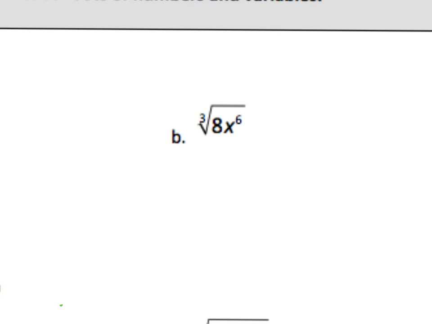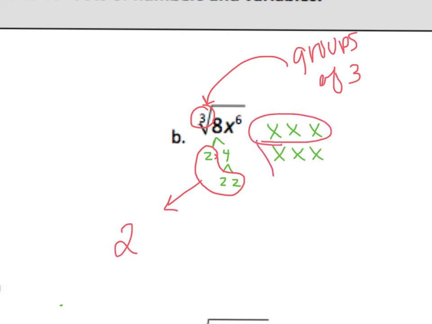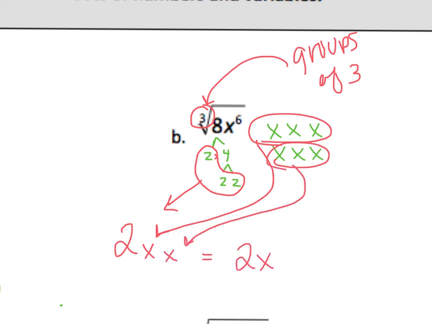So I'm going to break it down the same way. I'm going to break down 8, same way that I would. Okay, I'm going to break down x to the 6, and I'm going to write out all of them. Okay, but again, because it's a cube root, I want groups of 3. So I have a group of 3 here. So that comes out. And one group of 3 x's, and another group of 3 with an x. So it would be 2x squared.